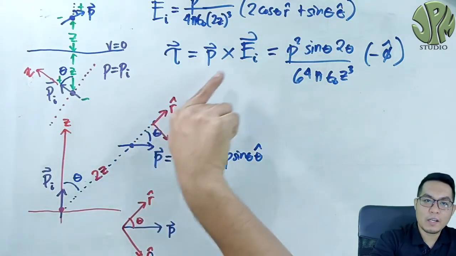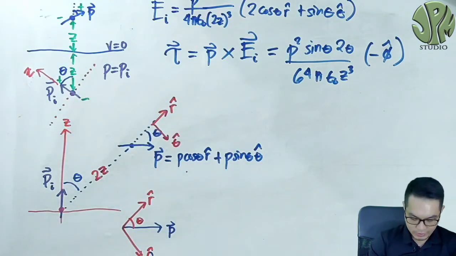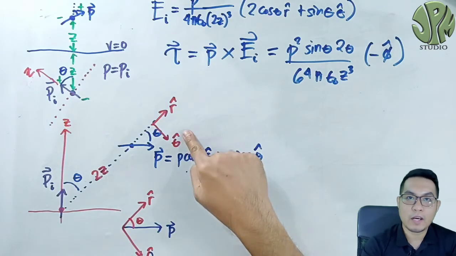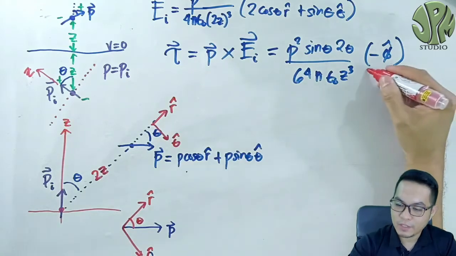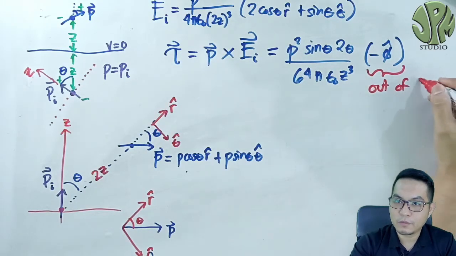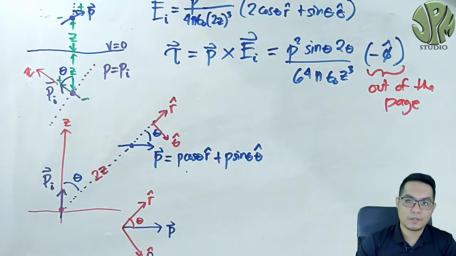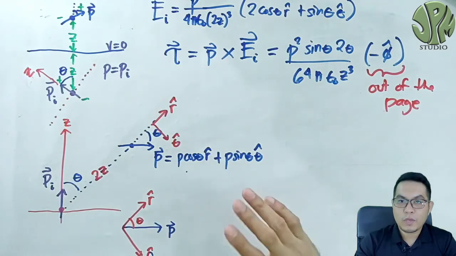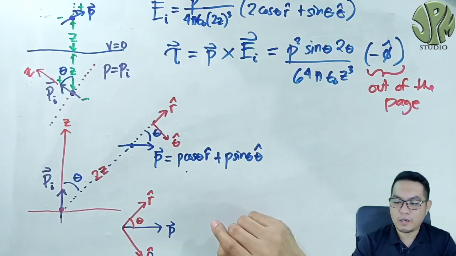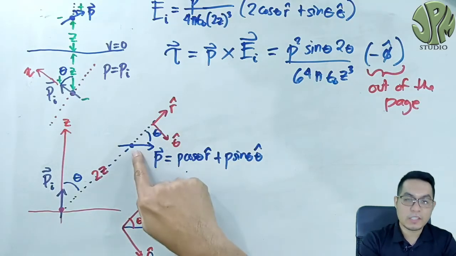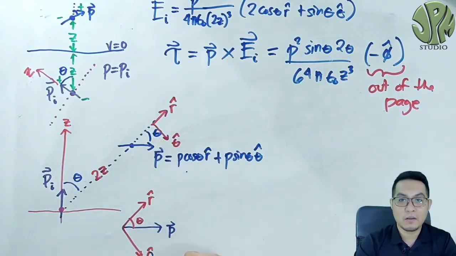So if this is the r direction, this is the theta direction, the phi hat direction is actually into the page. From the coordinate system that we have established, the phi hat direction is into the page, meaning the negative phi hat direction will be out of the page. Okay, but we cannot automatically say that the direction of the torque on this dipole is out of the page, because the angle theta here is still variable.